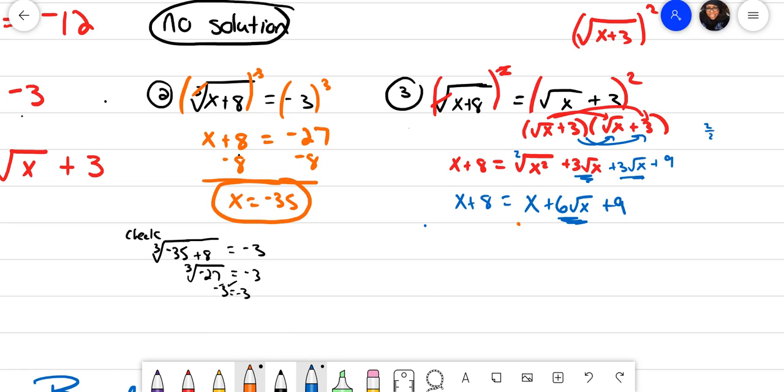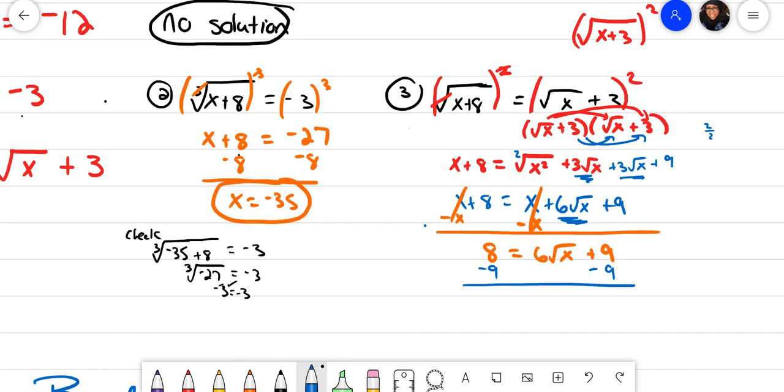So I'm going to do a minus x. Move the x away. That'll cancel out on this side, and it'll cancel out on this side. So I'll end up with 8 equals 6 root x plus 9. Still working on getting the radical alone, so I want to do a minus 9. I end up with negative 1 equals 6 root x.